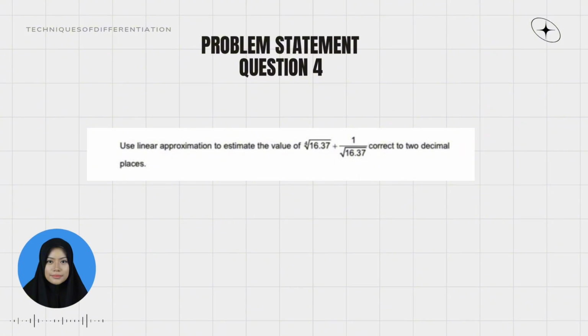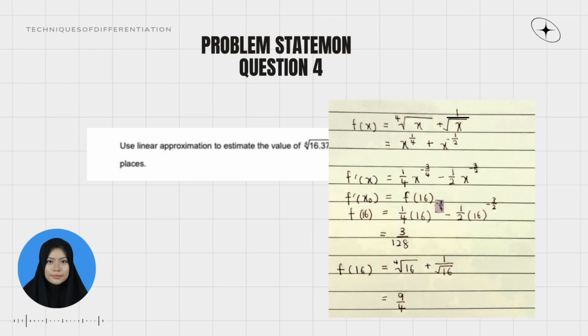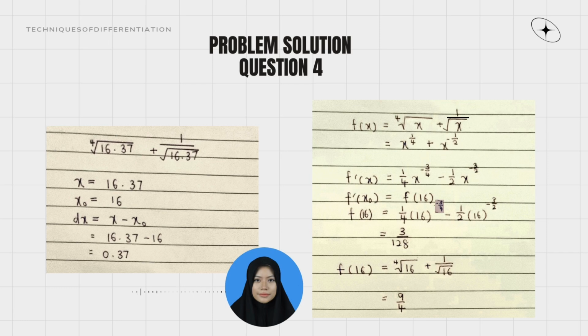Problem statement, question 4. Use linear approximation to estimate the value of fourth root of 16.37 plus 1 over square root of 16.37, correct to two decimal places. Problem solution, question 4. The given value is fourth root of 16.37 plus 1 over square root of 16.37. So x is equal to 16.37. Then x naught is 16 because we round off 16.37, so we get 16.